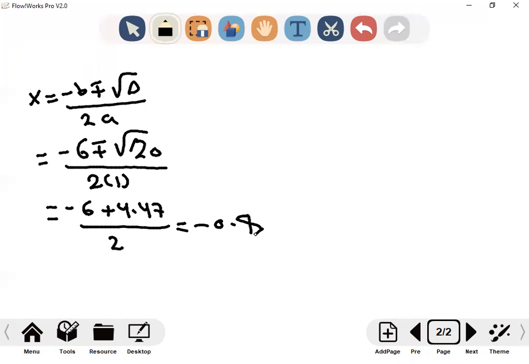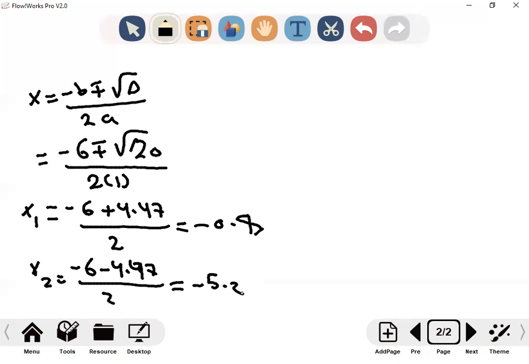The second one, I will make it negative, right? So x1, and this x2: negative 6 negative 4.47 over 2, negative also negative. Negative 10 divided by 2, negative 5 point something. Negative 5.2. Done? So we have two zeros now. We are ready for graphing.